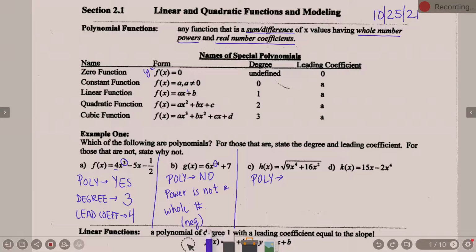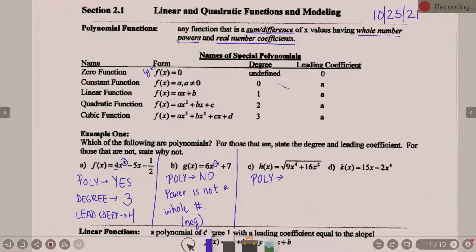Now the catch, though, can you take the square root of a sum or difference? If this was 9x to the 4th times 16x squared, yes, we could take that square root. But because it's a sum, we can't take that square root. That square root has to stay there. Does that change your mind about whether or not it's a polynomial? Maybe no, because it isn't a real number. It is a real number. It's not imaginary. That's not the catch.